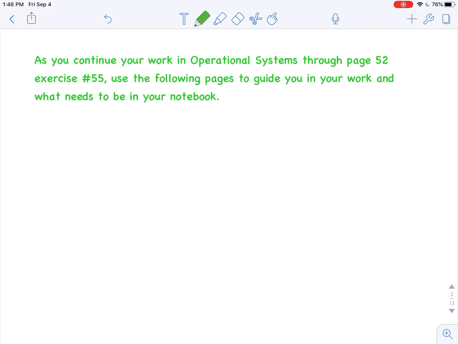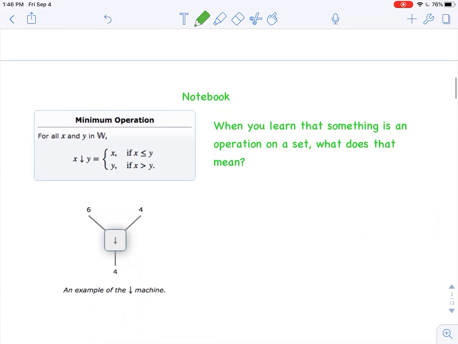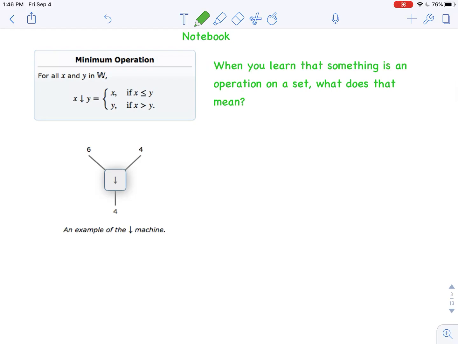Now, as you continue to work in operational systems through page 52, exercise 55, that's what I'm going to assign for today. Use the following pages to guide you in your work and what needs to be in your notebook. In the notebook, I'd like you to highlight the minimum operation here. When you learn that something is an operation on a set, what does that mean? It means that no matter what two values I use from the set, the answer on the operation has to be on the set.